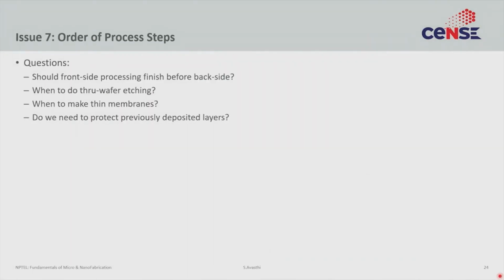The next issue we have to deal with is the order of steps. So often you have a choice. Supposing you have say 2 or 3 lithography steps, you could probably do lithography 1 first and lithography 2 later, or lithography 2 first, lithography 1 later. You can deposit backside metal first and the front side metal later, or front side metal first, backside metal later.